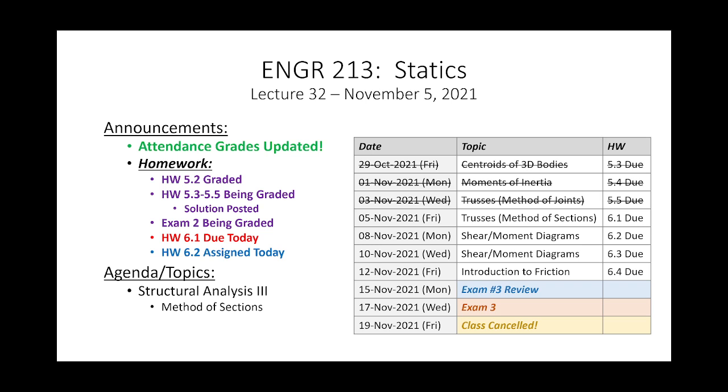So 6.1, you all turned in, and we're doing 6.2 today. 6.2 is the second truss assignment, on the method of sections, which is what we're going to talk about today.